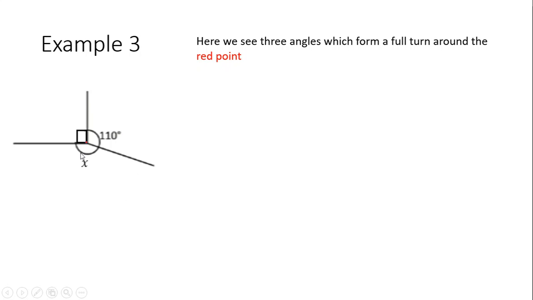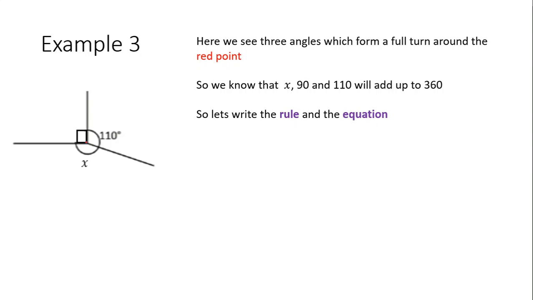Here we see three angles which form a full turn around that red point. I've got angle x, I've got this little square here, and we should know that when you put a little square in the place of an angle, that's 90 degrees, and then I've got 110 degrees. So I know that x plus 90 plus 110 will add up to 360 degrees because it's a full turn. So let's write the rule and write the equation. A full turn, so these angles have to add up to 360. x plus 90 plus 110 equals 360.